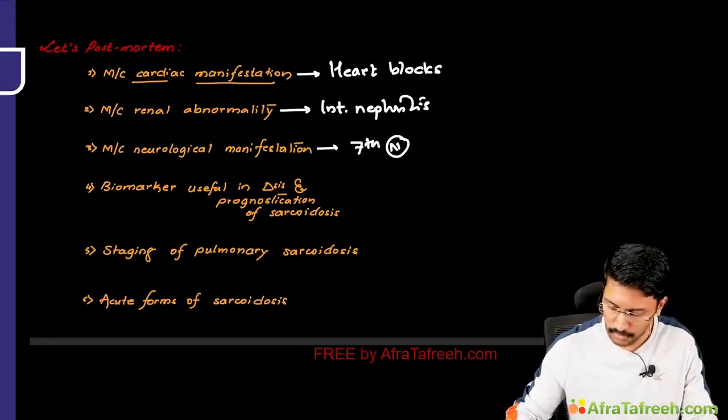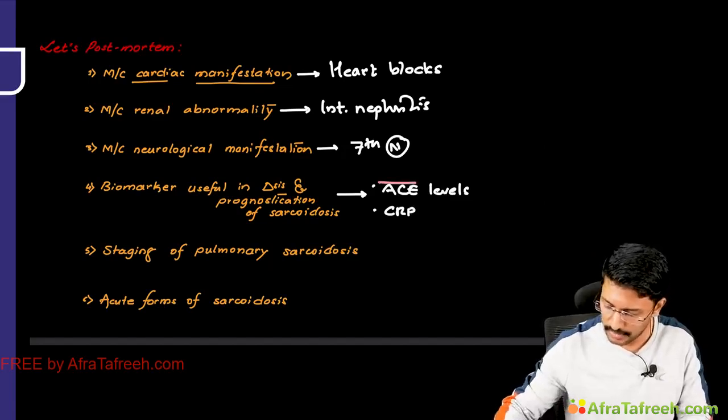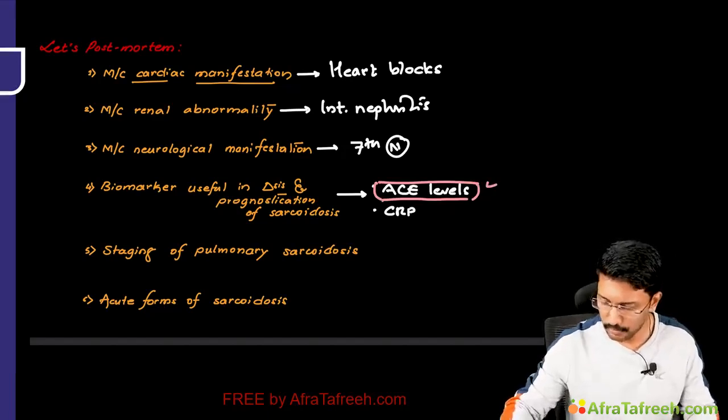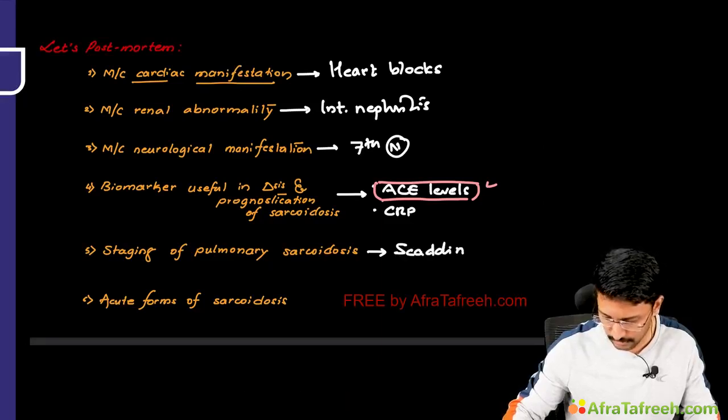Okay, what is the biomarker useful for the prognostication of sarcoidosis? Okay, so what biomarker can be useful? You can think about serum ACE levels, and we can also think about CRP, but the most important one is ACE levels. We will learn about it in a bit. Okay, now what is the name of the staging system used for sarcoidosis? That is going to be Scadding staging for sarcoidosis.